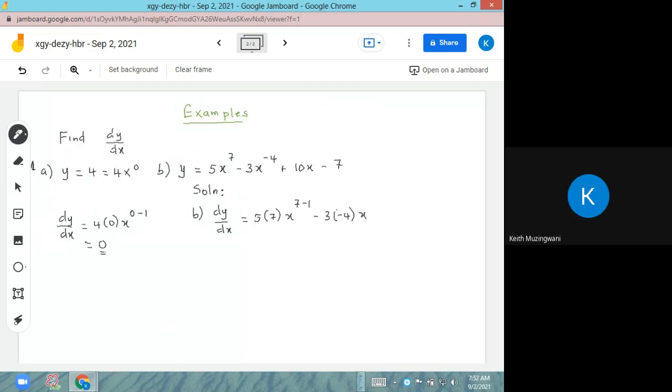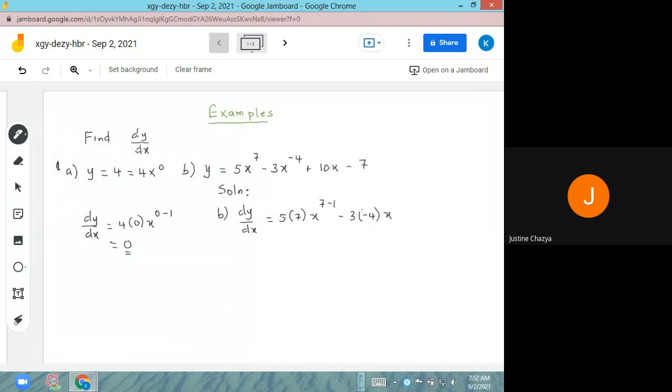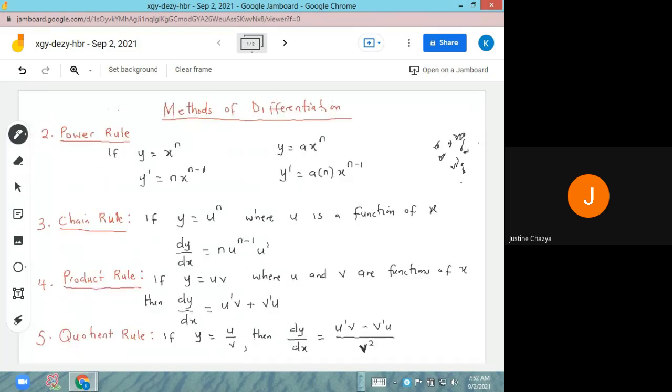Please, can you take it back to the previous page? This is when I've just joined. This is the page. Very, very important for today. Thank you, sir.